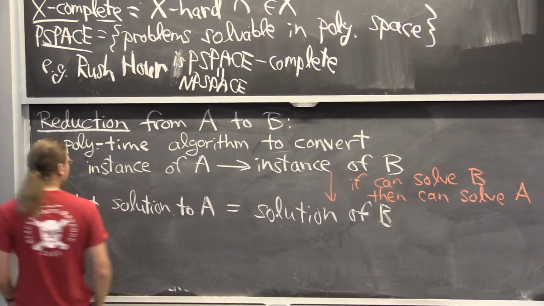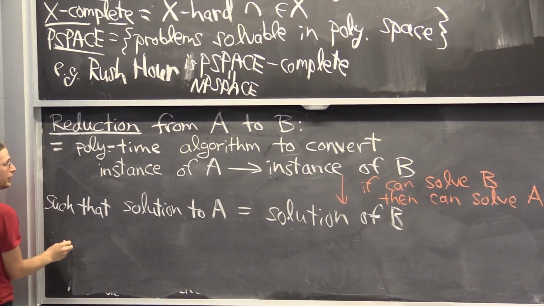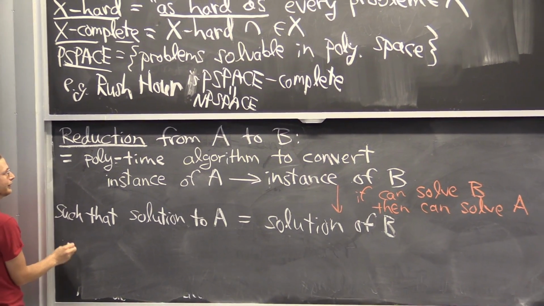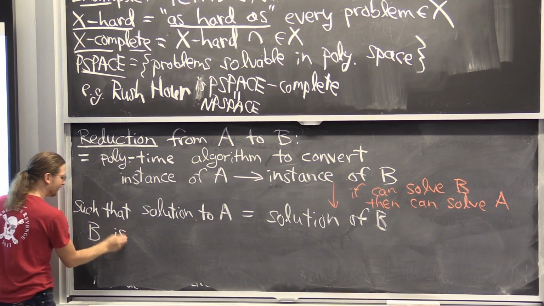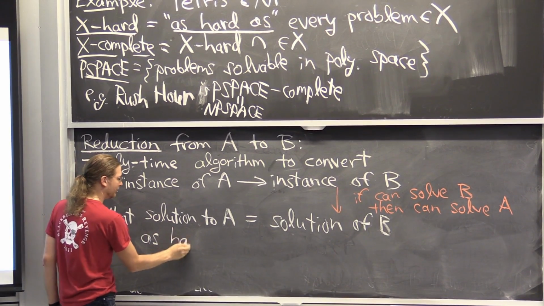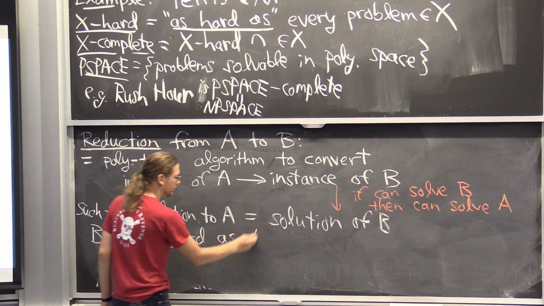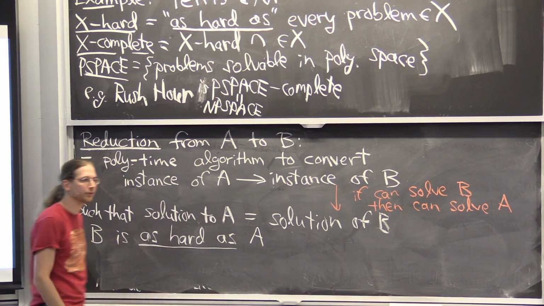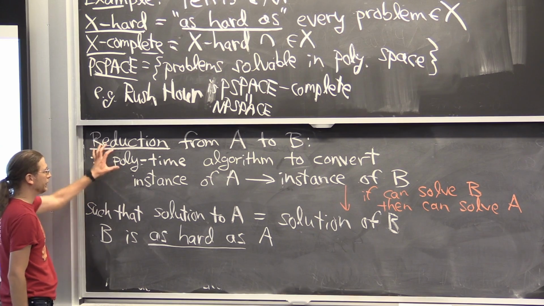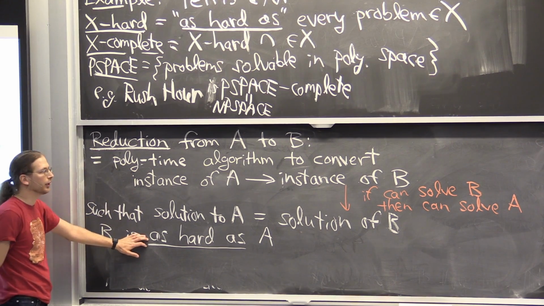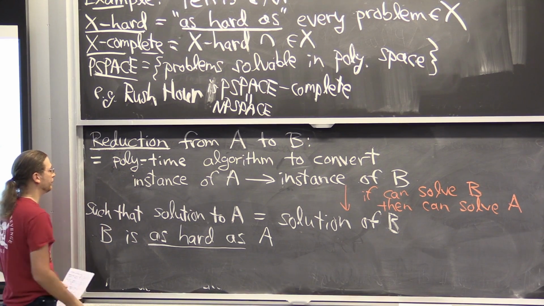This is "as hard as." So what we say is B is as hard as A. That's a definition of "as hard as." In general, depending on your definition of reduction, you get a different notion of "as hard as," but we will stick primarily to polynomial time.